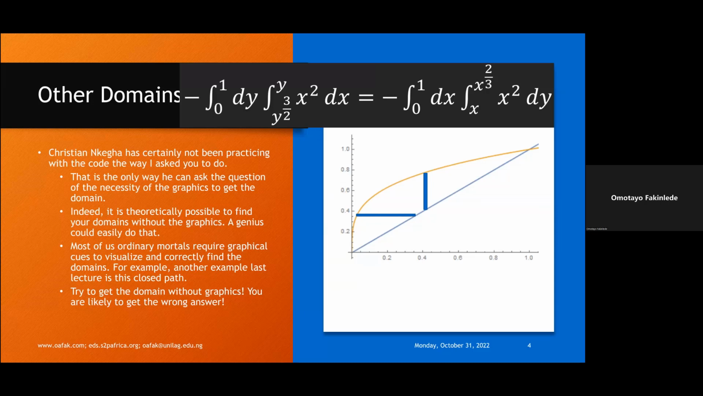Another example from last lecture is this closed path. You remember this closed path where you have a curve y is equal to x, followed by another one which is x cubed is equal to y squared. That is this closed path. You can go along the closed path. You can do a line integral, or you can do an area integral. Stokes' theorem shows that the two must be the same.